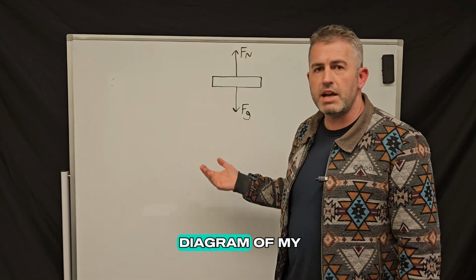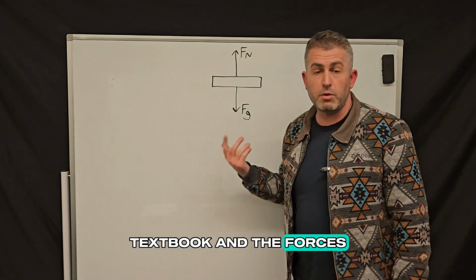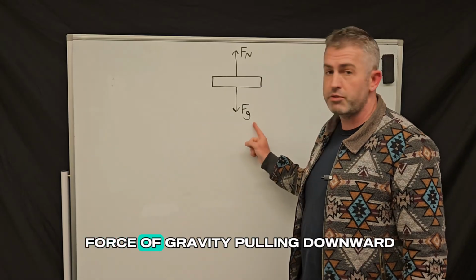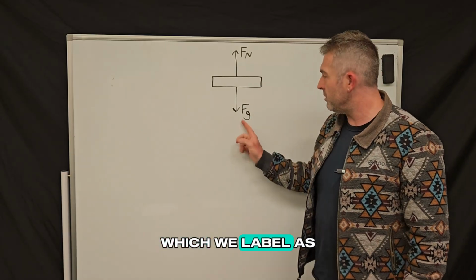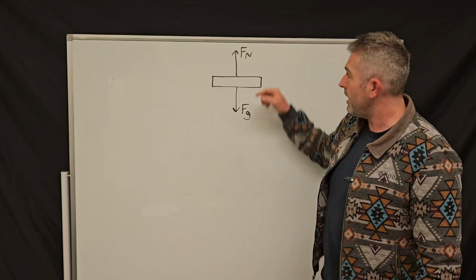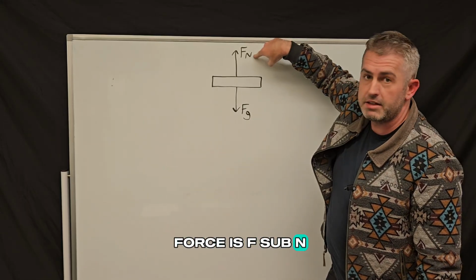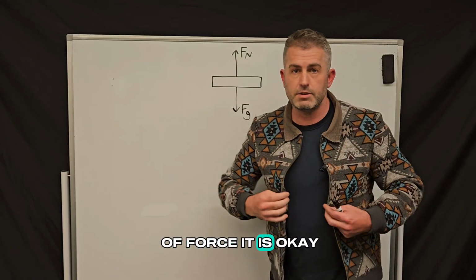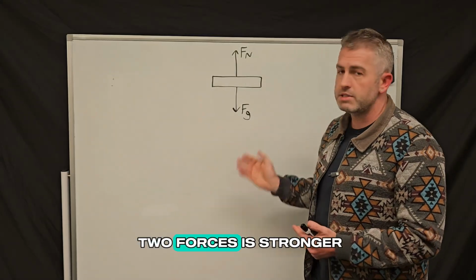So here is a simple diagram of my textbook and the forces that are acting on it while I'm holding it in my hand. Remember, we said there's a force of gravity pulling downward, which we label as F sub G. And then the normal force is F sub N. So these are just subscripts to basically distinguish what kind of force it is, okay? So which of these two forces is stronger?